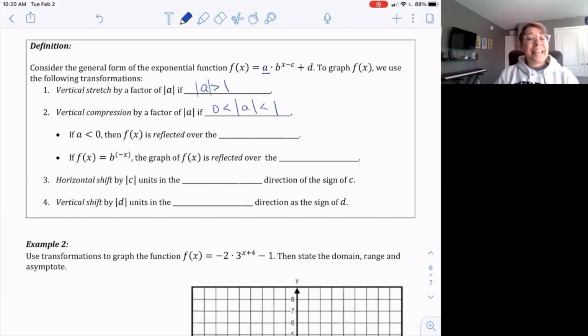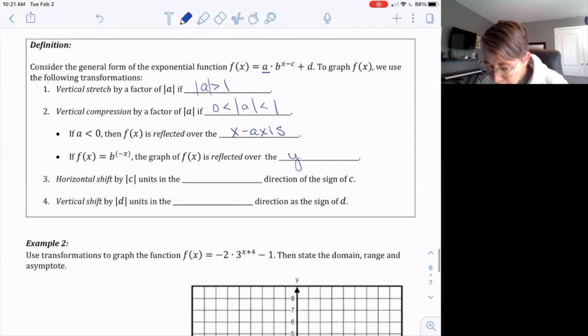Now, if that a is negative, remember those negatives mean that we have a reflection. If you're multiplying those output values, which are the y's, by a negative, that means it's going to reflect over the x-axis. If the x value is being multiplied by a negative, then the graph of f of x is reflected over the y-axis. Just think, if you multiply those x's, the x's change signs over the y-axis.